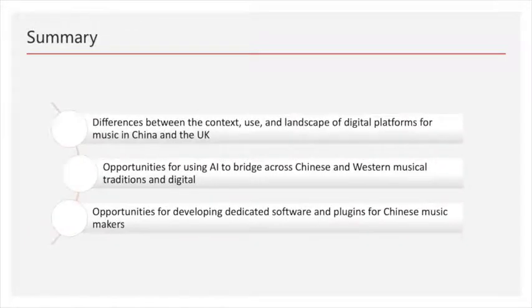To sum up, through 2 workshops with professionals and researchers and practitioners in the music sectors of China and the UK, we found that both the context of music making and consumption and the digital platforms used were divergent between the UK and China. In our research, we identified opportunities for AI to help bridge Chinese and Western musical traditions. It is our dream that one day music making will be situated in cultural context without being subjected to Western music technology biases, and at the same time be accessible and engaging for a global audience.